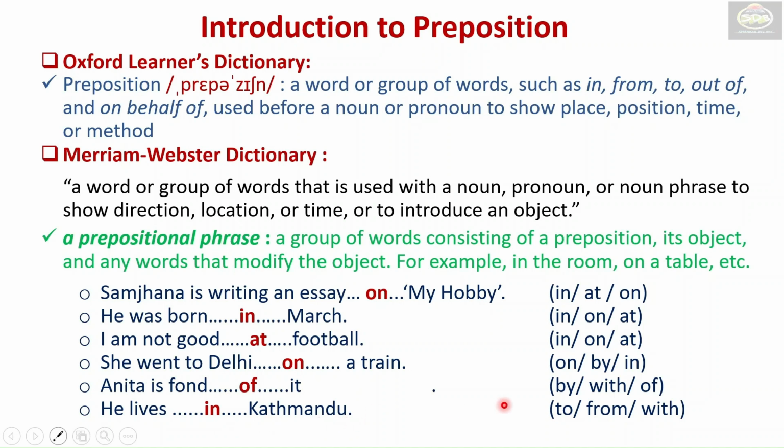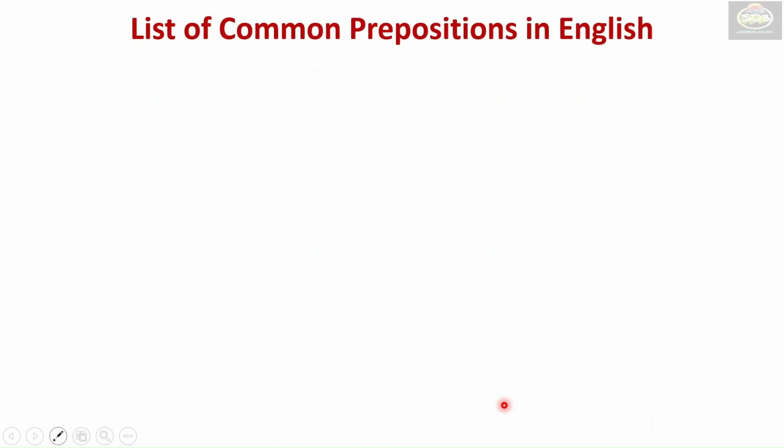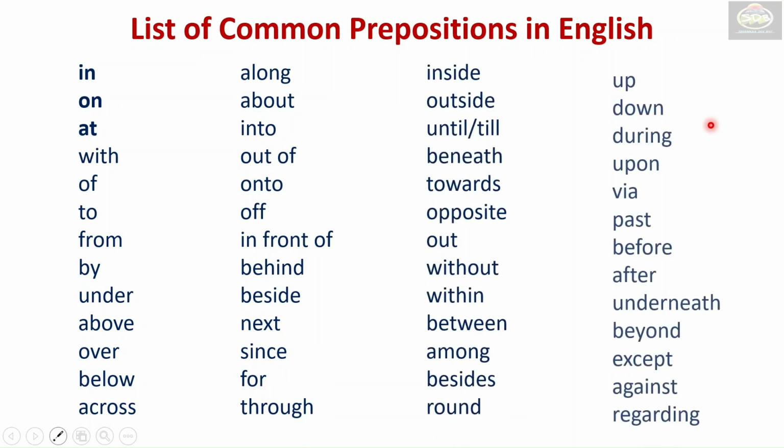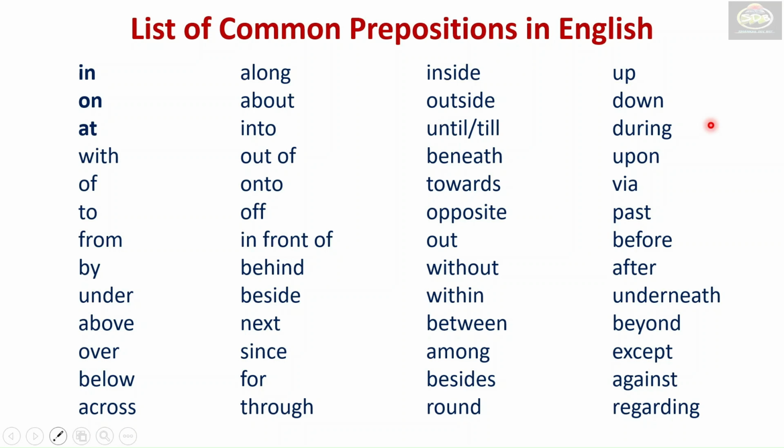First of all, we are going to observe a list of common prepositions in English. Let's observe. Well, there are so many prepositions used in English language and these are some common. And today we are going to have a detailed discussion regarding how to use in, on and at only. Therefore, let's move to our next slide that has a presentation regarding how to use in, on and at.